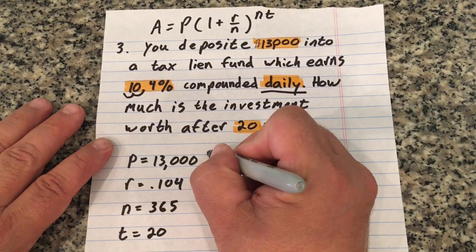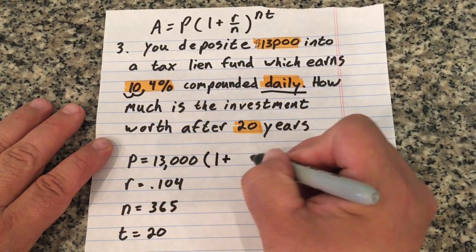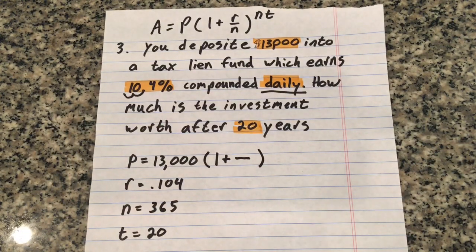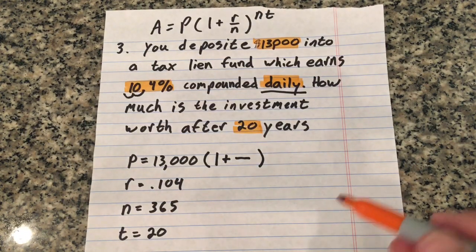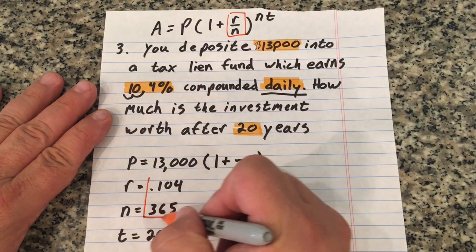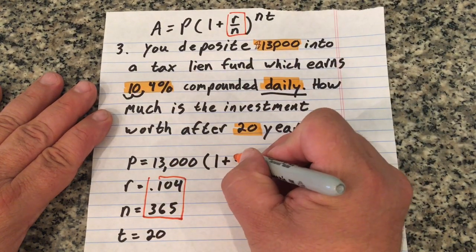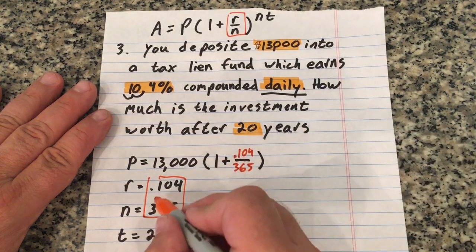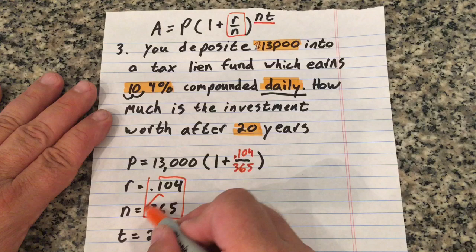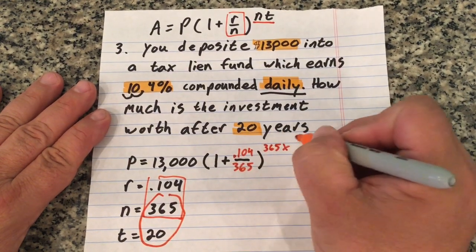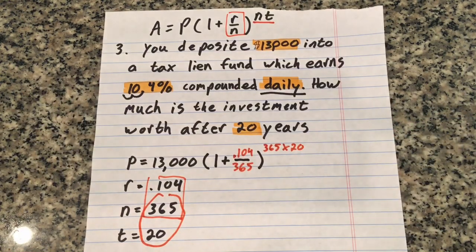I'm going to set up the formula: parentheses, 1 plus a division bar, raised to a power. The R over N is 0.104 over 365. The NT is 365 times 20. Calculator key in.